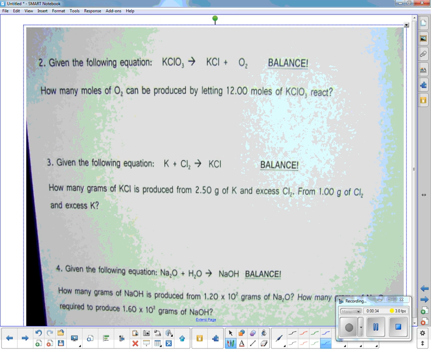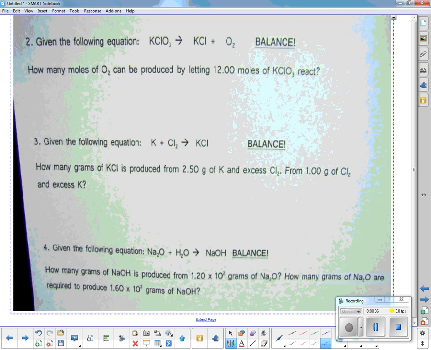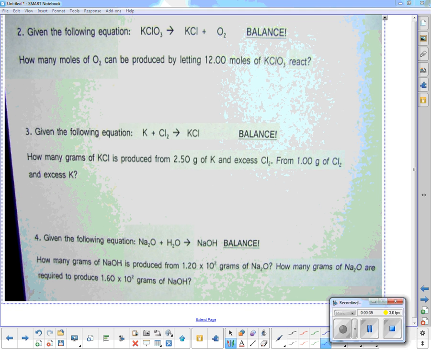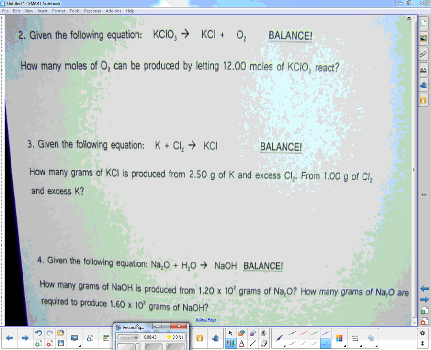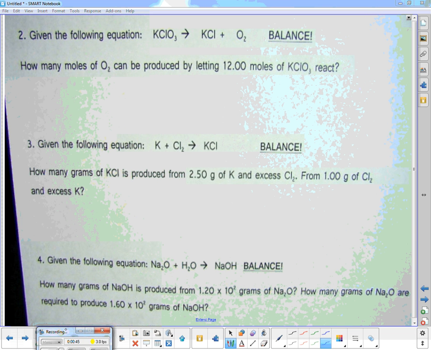I'm getting set up here, get number 2 balanced. Okay, when you think you've got number 2 balanced, go ahead and raise your hand. Yeah, what is it? 2, 2, 3. Do I have a second and third? Wow, awesome. Okay, so now here we're going again with the stoichiometry.